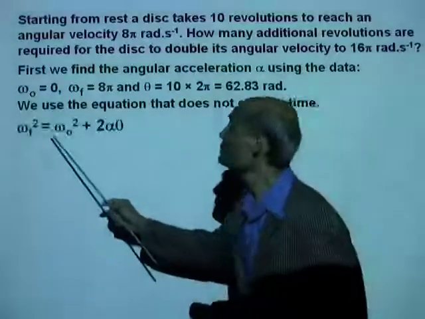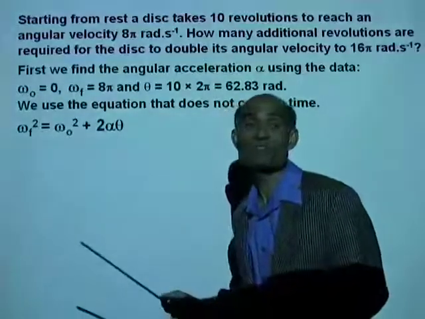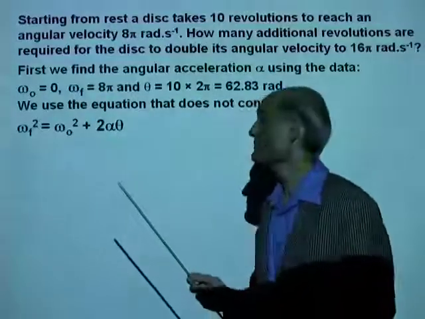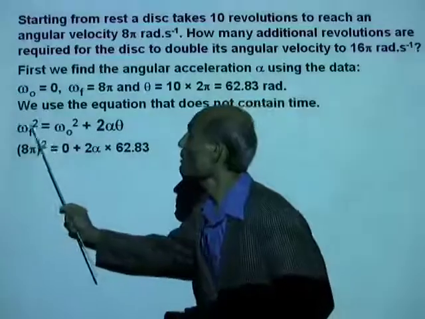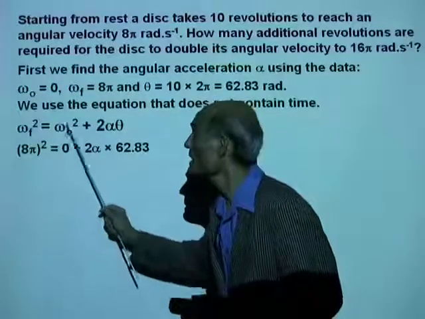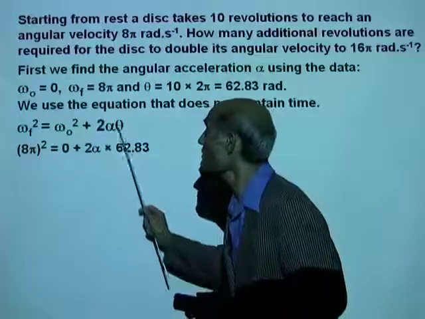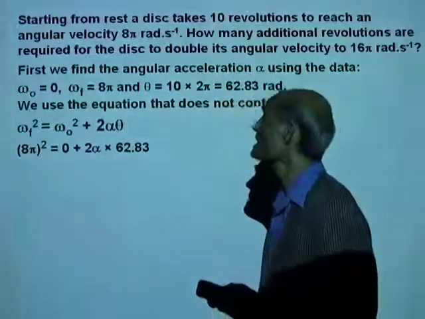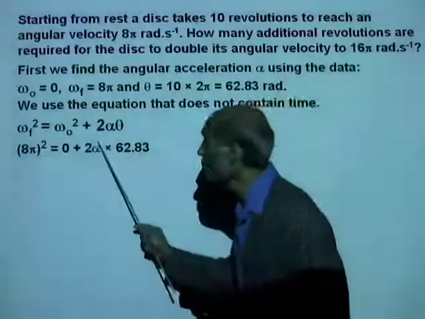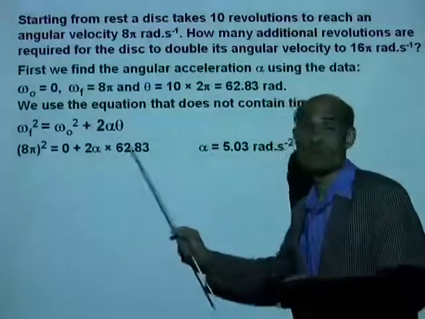Alright? We use the equation omega f squared equal to omega 0 squared plus 2 alpha theta. That will be omega f is 8 pi, 8 pi squared, is omega 0 is 0 plus 2 alpha theta. Theta is 62.8. And you can now solve for alpha from here. I'm going to leave it for you to do that on your own.